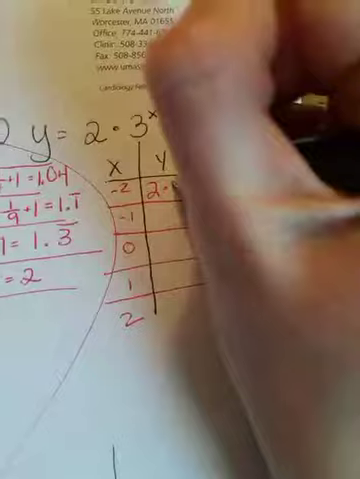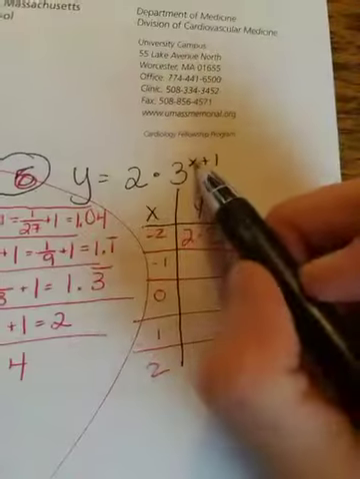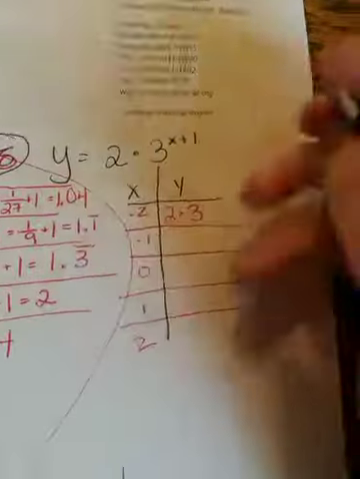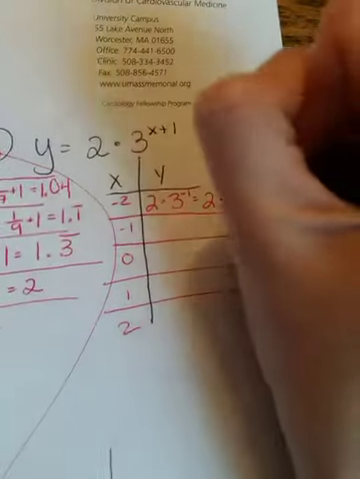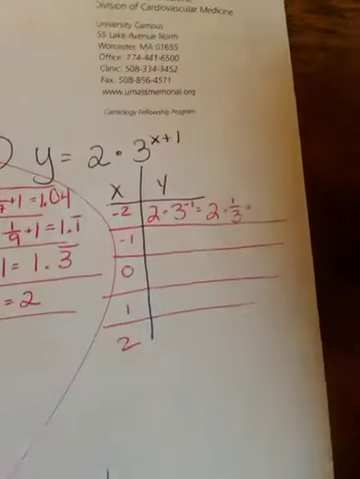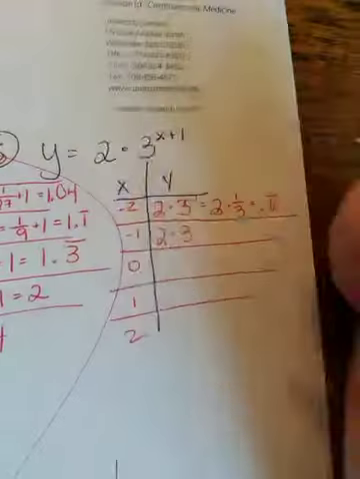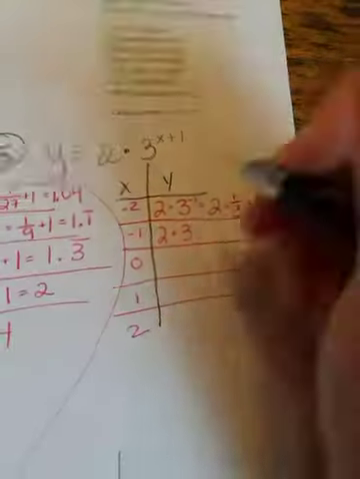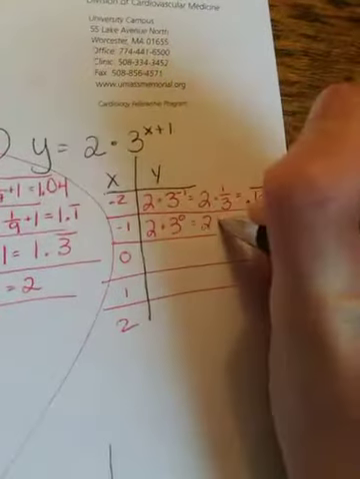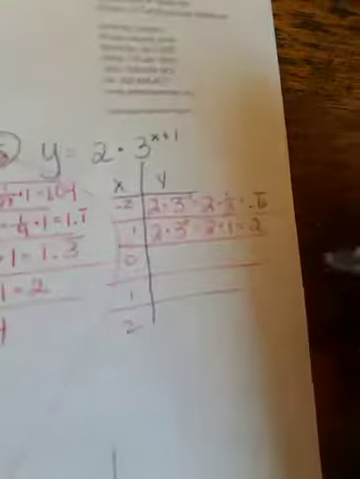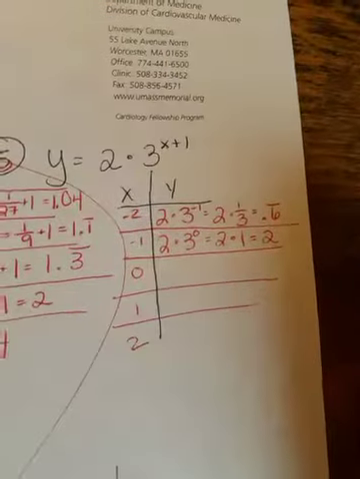So we're going to have 2 times 3 to the what? Let's do a little bit of mental math. -2 plus 1 is -1. 3 to the -1 is 1/3. You can use your calculator if you need to, but 2 times 1/3 is 0.6 repeating. Next one, 2 times 3 to the -1 plus 1 is 0, and 3 to the 0 is 1, so 2 times 1 is 2.